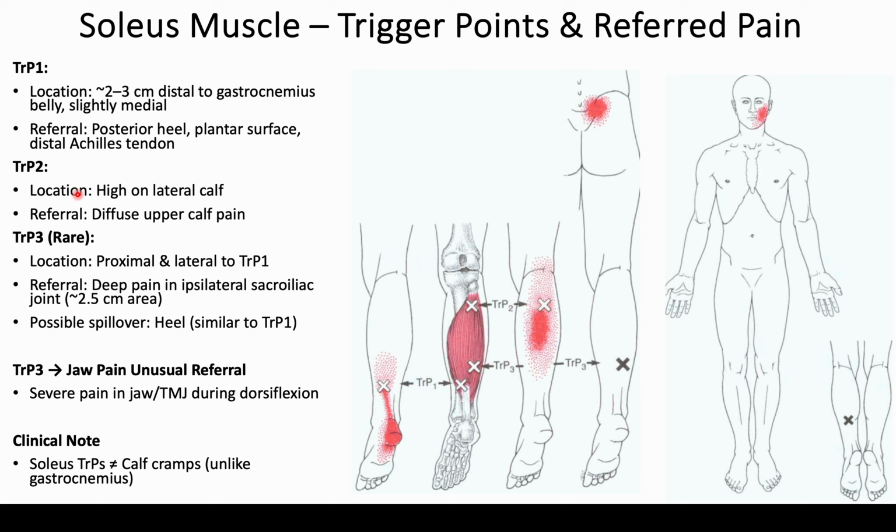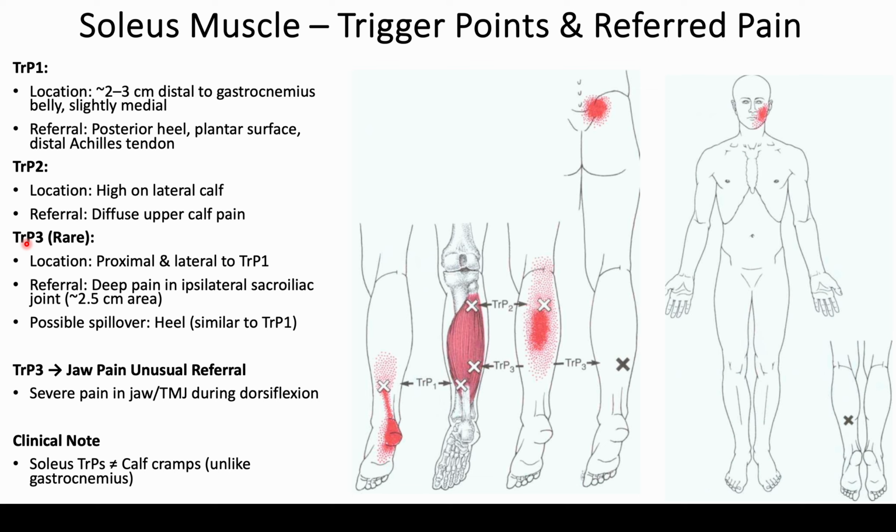Trigger point 2 is located high on the lateral calf, right up in here, and it's diffuse calf pain. This can also sometimes even cause some knee pain, and especially patients that are usually loading their feet on the lateral aspect, a lot of them are going to have this trigger point. And trigger point 3 is a rare trigger point, proximal and lateral to trigger point 1.